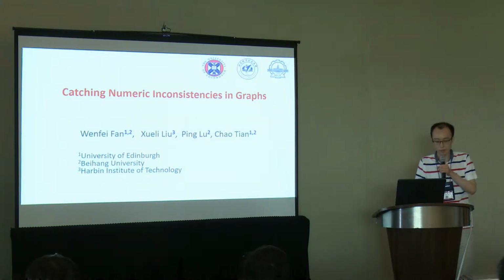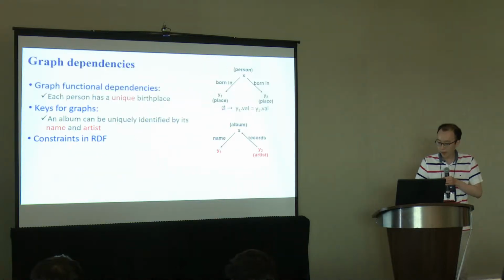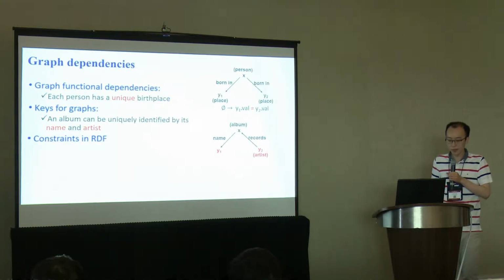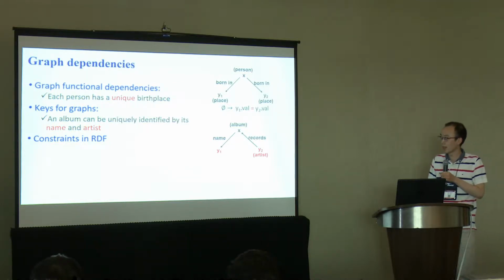Good afternoon. I'm going to talk about catching numeric inconsistencies within graphs. Recently, a variety of dependencies have been studied for graphs. For instance, we all know that if a person has 2 birthplaces, then they must be the same. This rule can be expressed as a graph functional dependency that is defined in terms of a topological structure.